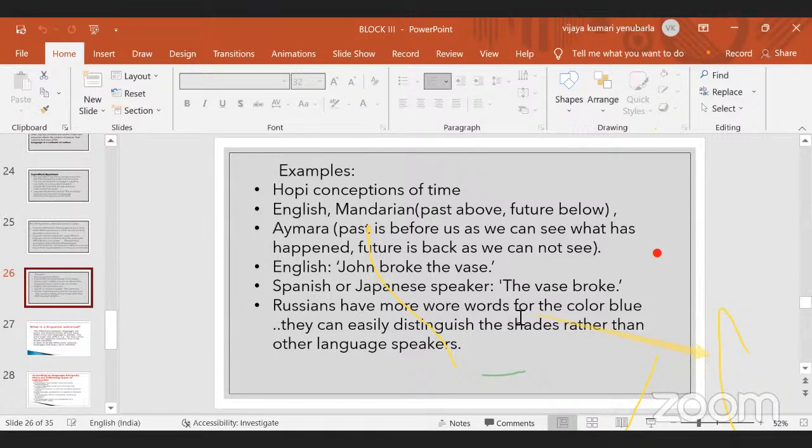And Russians have more words for the color blue. They can easily distinguish the shades rather than speakers of other languages. See, for the human eye, all colors are the same. We can see and observe and enjoy many colors. But if you have that term in the usage of our culture, we can immediately identify. And for some cultures, blue is blue. Whatever the shade, it is blue. And some cultures have many varieties. In Russian, for example, they have so many words: light blue, pale blue, sky blue, dark blue, royal blue. So many blues are there.